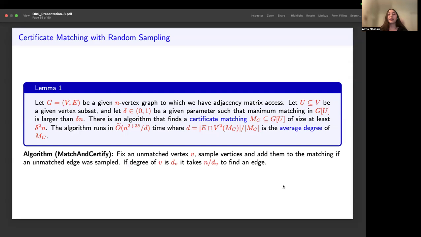The way that this algorithm works is the following. We would fix an unmatched vertex v and then sample some vertices. And if one of these vertices has an edge to v, we would add this to the matching if it's not already added. And if the degree of v is dv, then it takes almost n over dv samples to find an edge. So overall, we're going to spend n squared over d to find this matching. The point that I want to mention here is that if MC is an induced matching, it would take us almost n squared samples to find this matching.